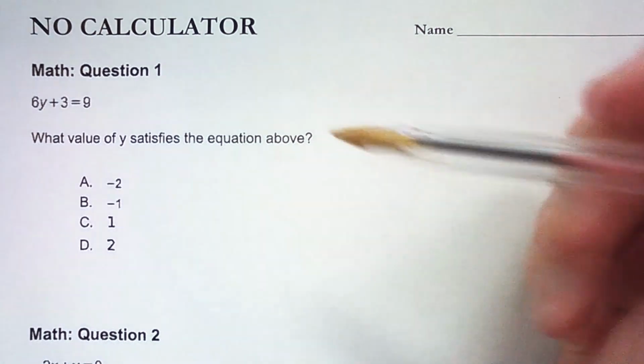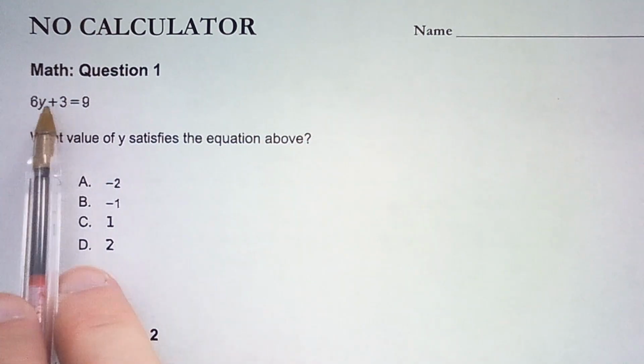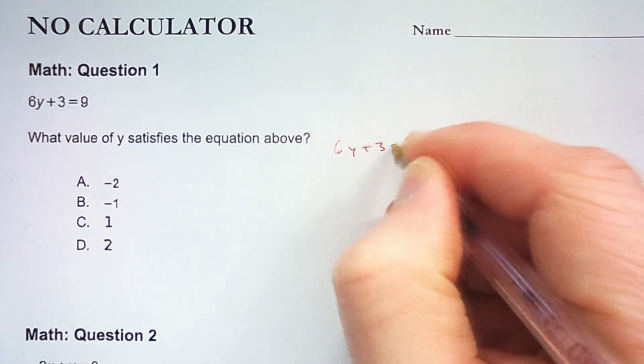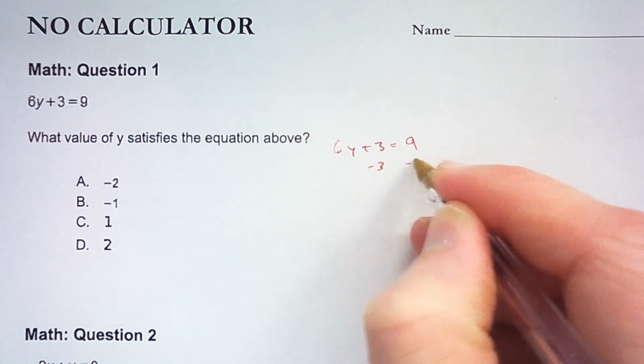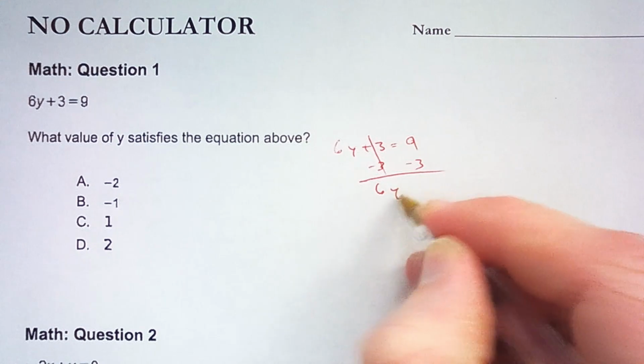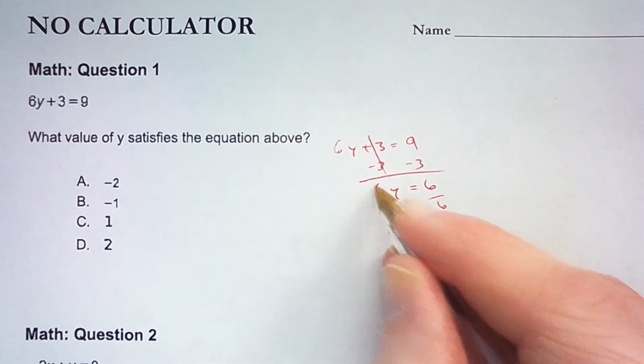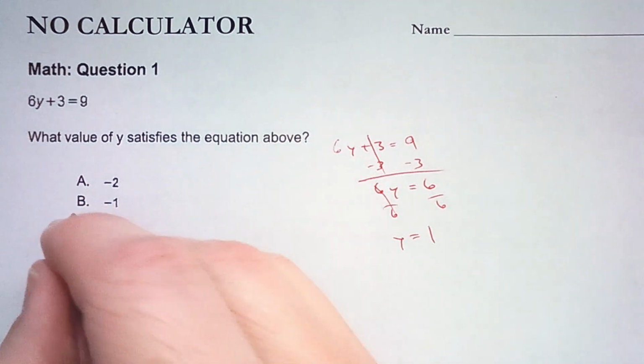What value satisfies the equation above? So we can simply solve this equation. 6y plus 3 equals 9. So we would subtract 3 and get 6y equals 6, and divide by 6 and get y equals 1.